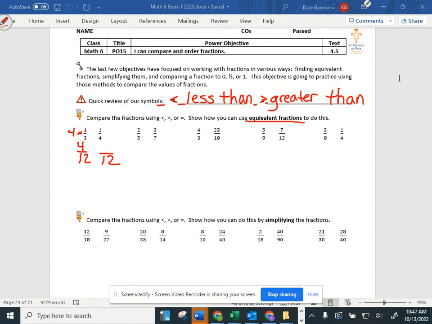Then I come over to my next fraction and I say, okay, to go from 4 to 12, what did I multiply by? Nora? 3. So I multiplied the denominator by 3. Now I need to multiply the numerator by 3. 1 times 3 is 3. Whew, I got my equivalent fractions. Am I done? Nope. Why not, Aiden? Because you have to see which one's greater. I have to actually compare my fractions now. So is 4/12 less than, greater than, or equal to 3/12? Greater, because 4 is bigger than 3.